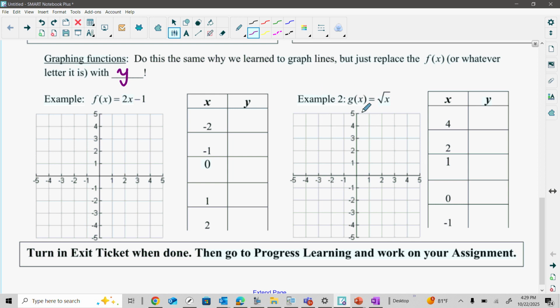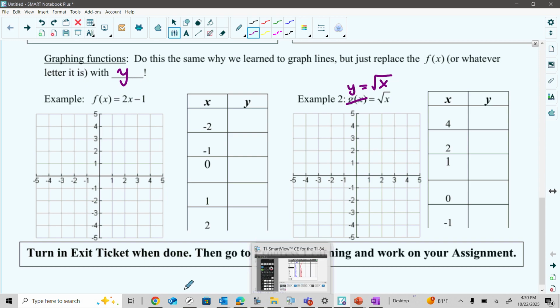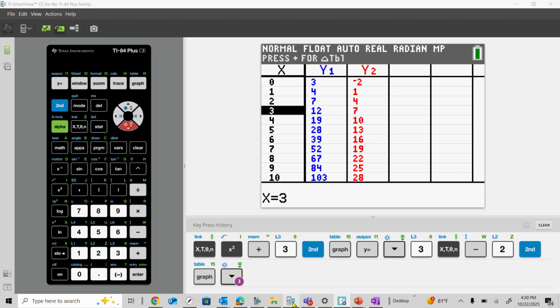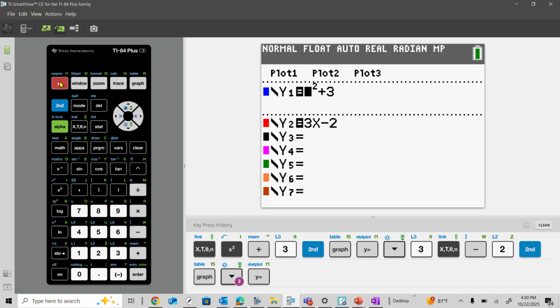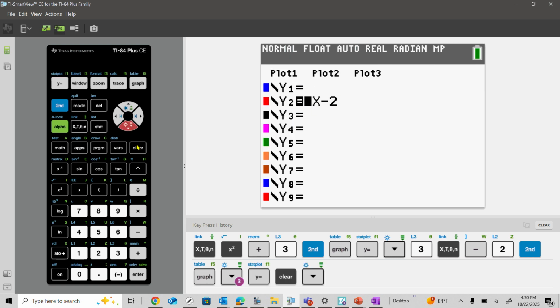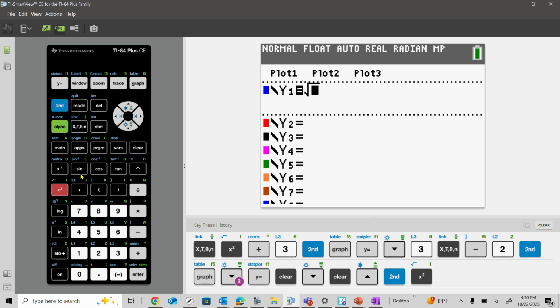Instead of having this g sub x, I'm just going to do y equals the square root of x. So this is probably a new symbol maybe for some of you, the radical symbol. And I'm going to talk about how to put that in the calculator on the TI. So let me clear these out. To do that on our regular calculator, this is x squared. To do the radical is the inverse of that, the opposite. And I think you see it in blue right here. So you have to hit the second button, then this x squared button, and then you can put the x in there.